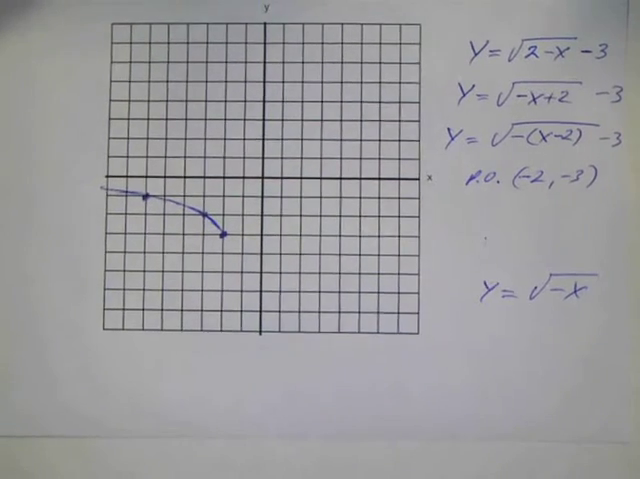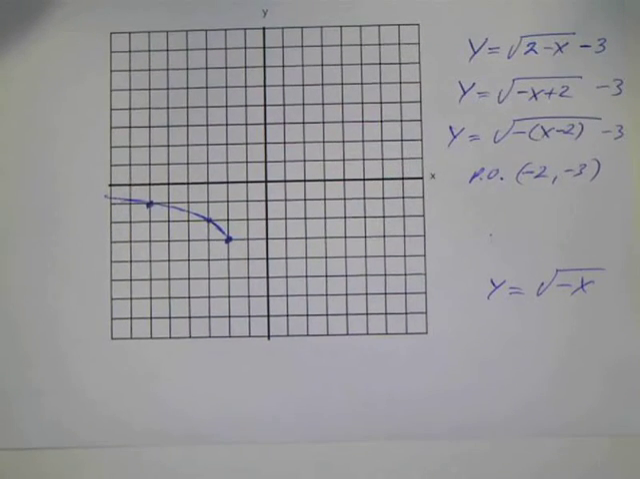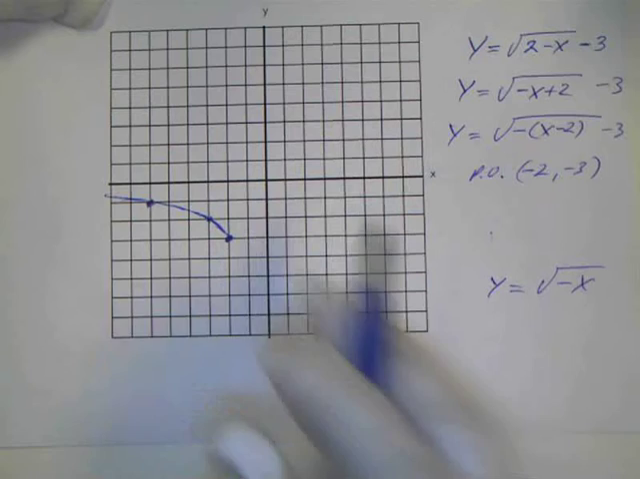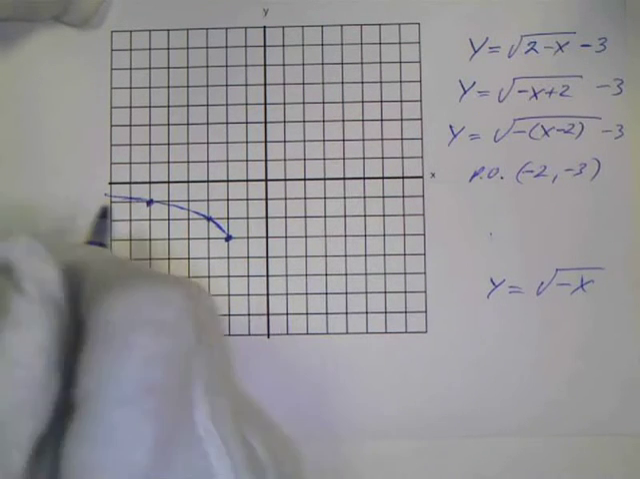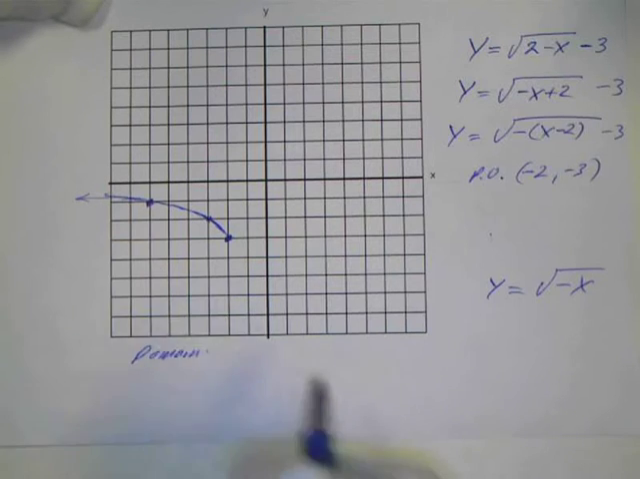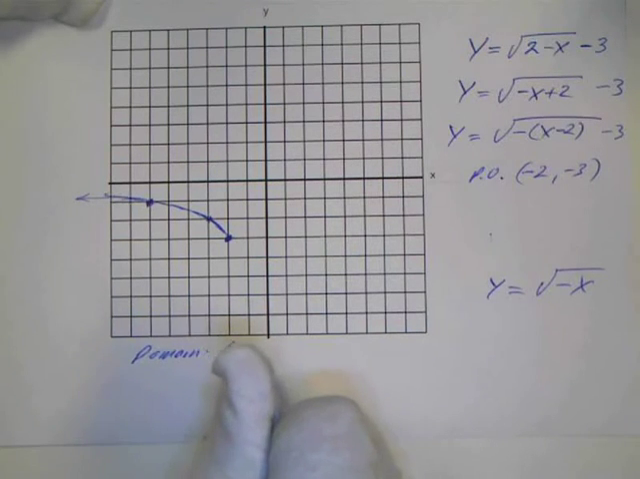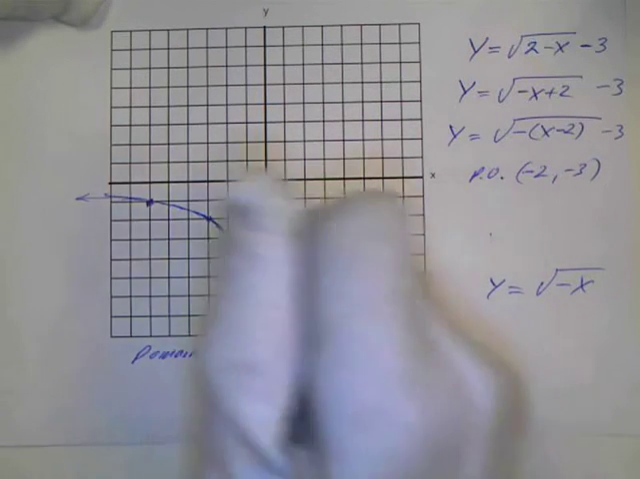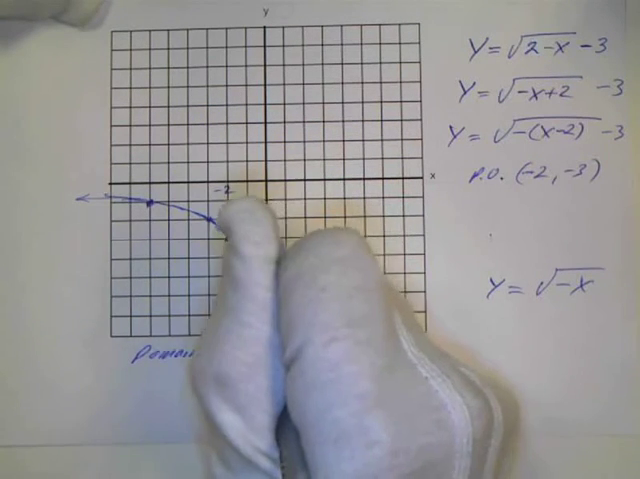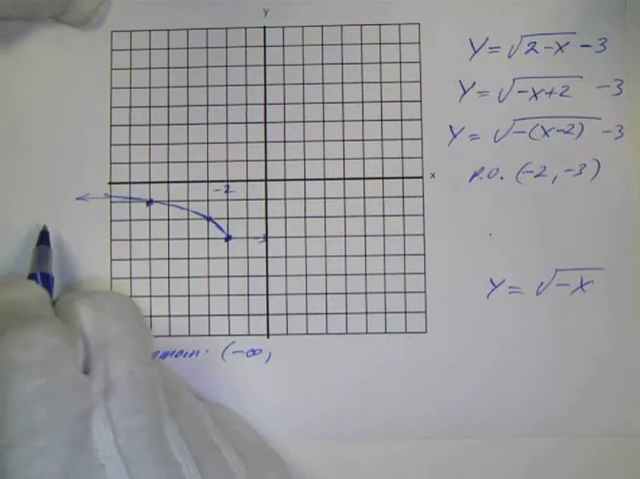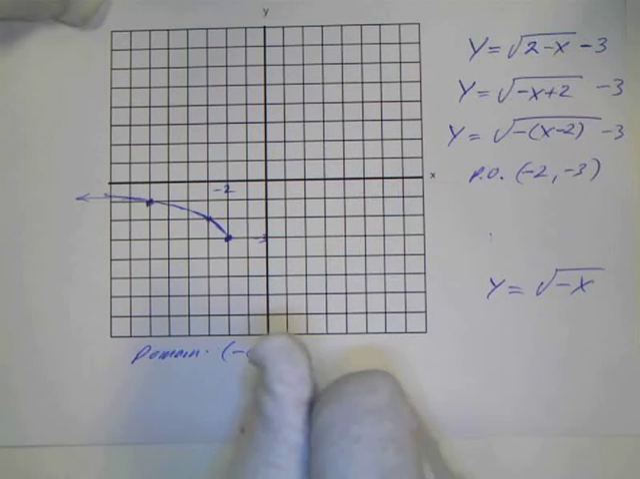Now while we're at it, once we have the graph, it's easy enough to see the domain and the range. The domain are the x values, and it looks like these are going all the way out here to negative infinity, so the domain's going to be coming from negative infinity and going all the way to, oops, I should label these. This is going to be negative 2, and this is negative 3. So it's going to be going from negative infinity to negative 2, and it equals negative 2 also.